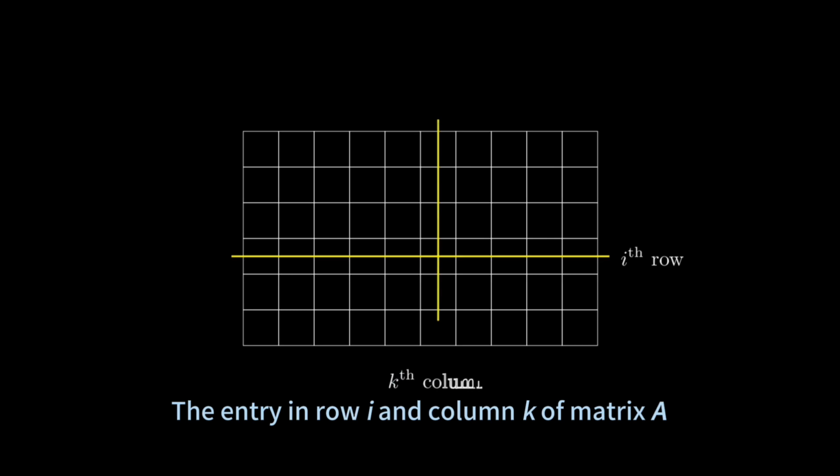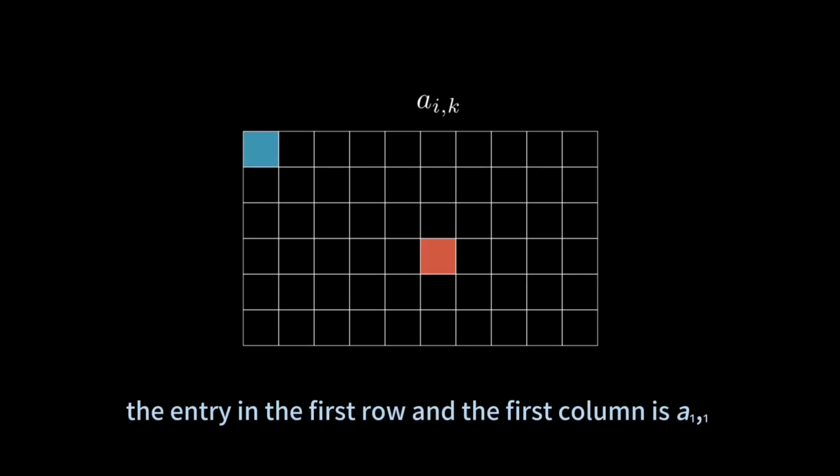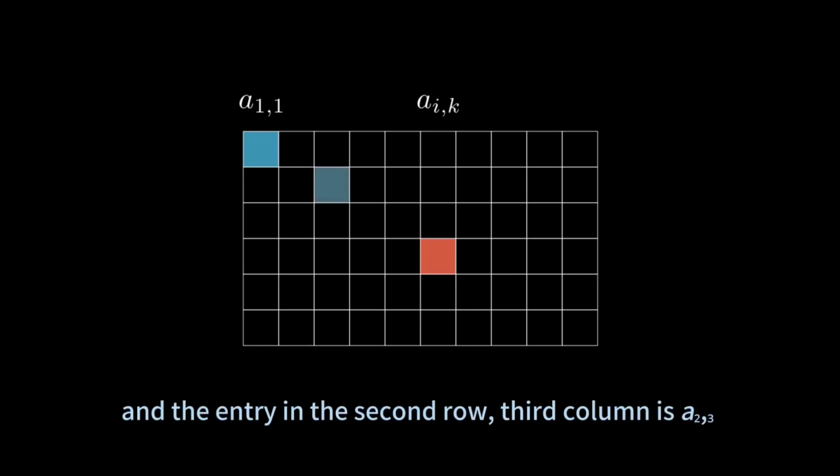The entry in row I and column K of matrix A is written as A subscript IK. For example, the entry in the first row and the first column is A11, and the entry in the second row, third column is A23.